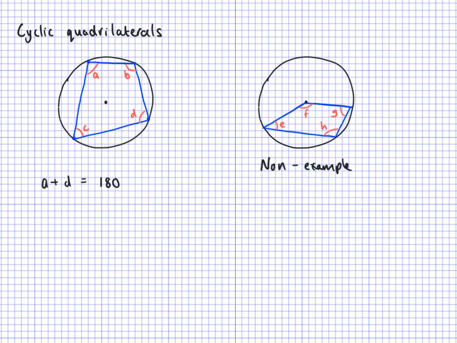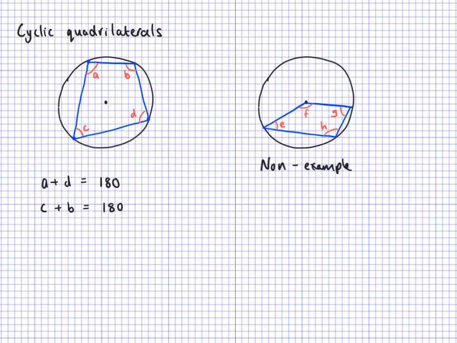Also, if I look this way, C and B also make 180. So C add B is also equal to 180. With my non-example, I can see E and G are opposite each other, but I can't say that they will make 180 because this is not a cyclic quadrilateral. F and H are opposite each other, and I can't say that these will make 180 because these are also not in a cyclic quadrilateral.